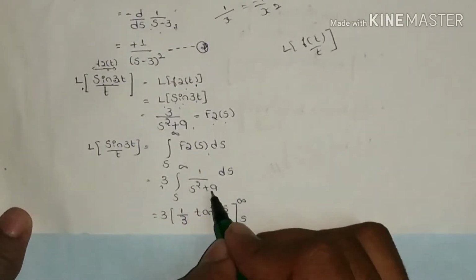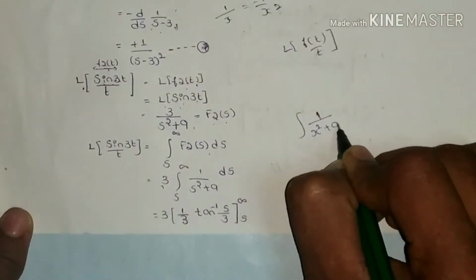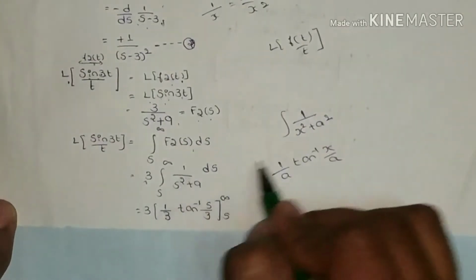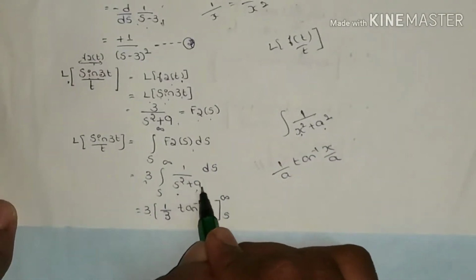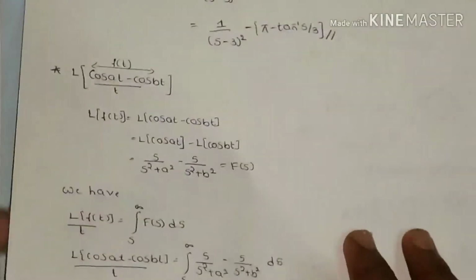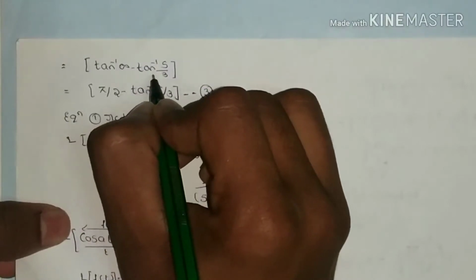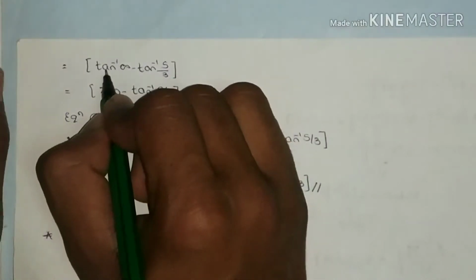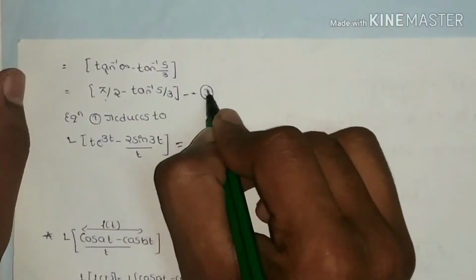So we know the standard integration property: integration of 1 divided by x square plus a square can be written as 1 by a tan inverse of x by a. Here in place of x, s is there, and a is 3. Integration of 1 divided by s square plus 9 is 1 by 3 tan inverse of s by 3, and the limits are s to infinity. First we put the upper limit, so it becomes tan inverse of infinity minus, by applying the lower limit, tan inverse of s by 3. According to the trigonometry table, tan inverse of infinity is pi by 2, minus tan inverse of s by 3. That is called equation 3.